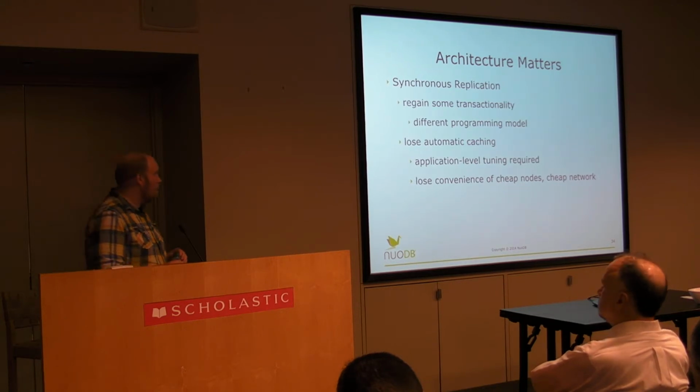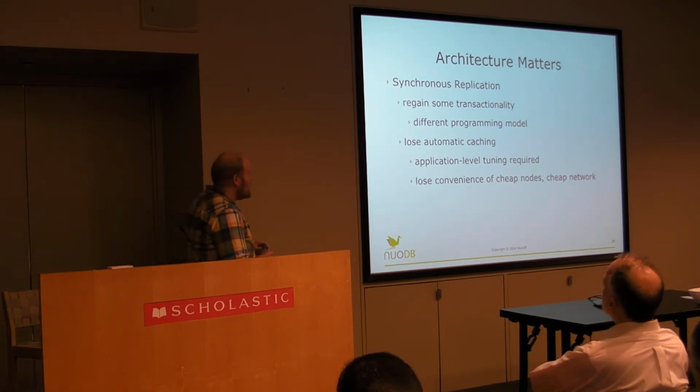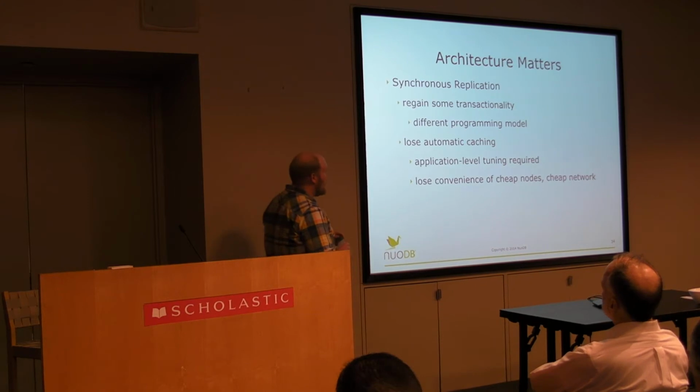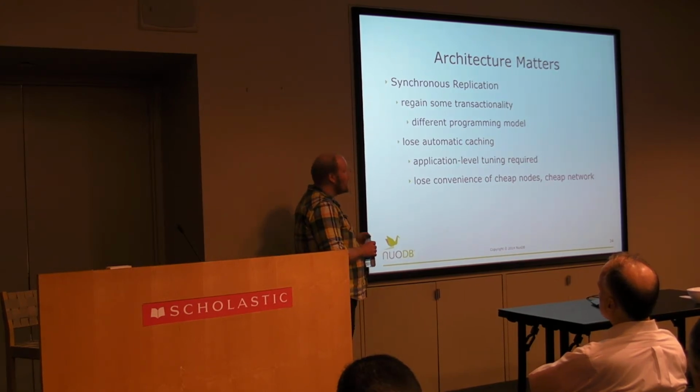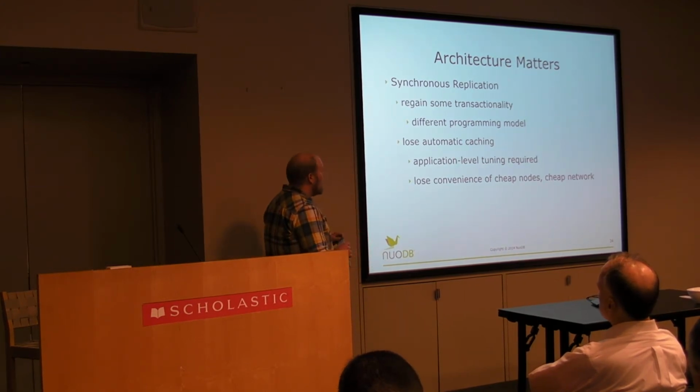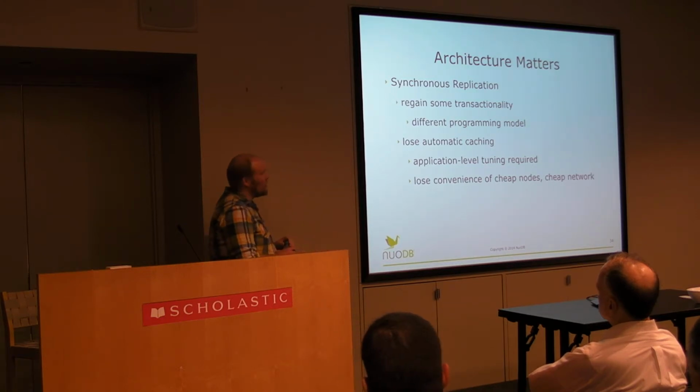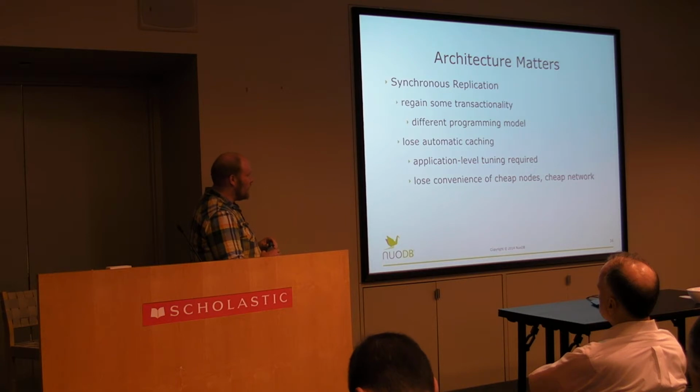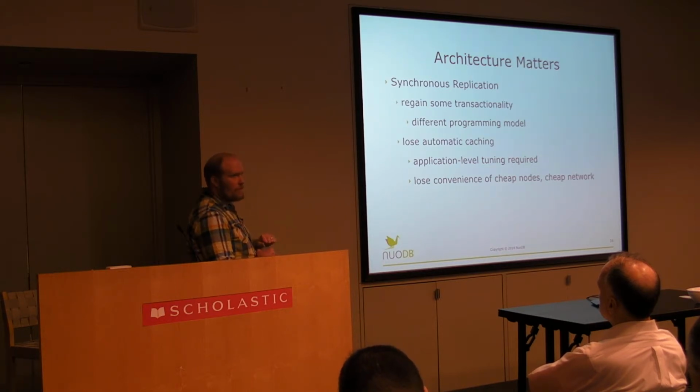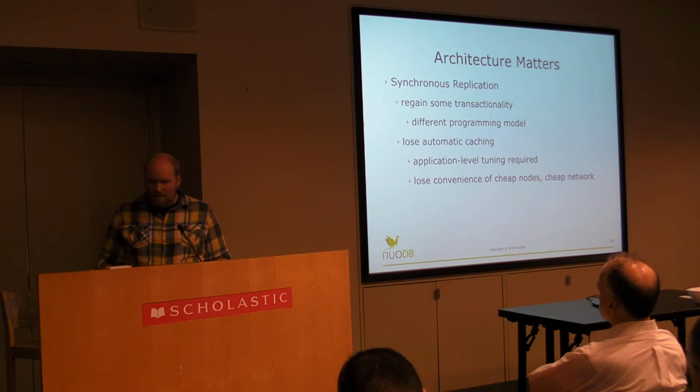And in many cases, you lose consistency, or strong consistency, and you lose the ability to do arbitrary transactions. If you go with some synchronous replication solution, you regain maximum transactionality, but the program model is subtly different, so you have to get used to that. And you lose the automatic caching, so the application level tuning becomes very important, so you end up spending a lot of your time doing that rather than developing the application logic. And you also lose the convenience of cheap nodes and cheap networks, so you can't just have some hack to get a developer system and other stuff. You have to be running on basically production hardware all the time.